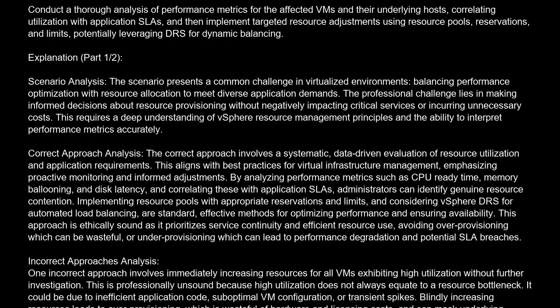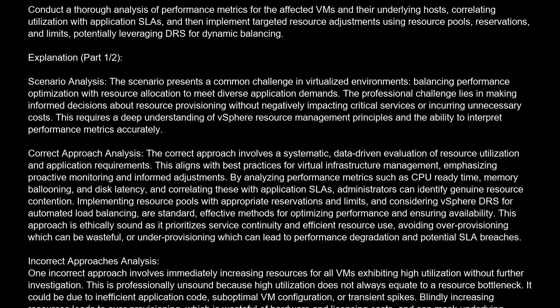Explanation. Scenario analysis. The scenario presents a common challenge in virtualized environments, balancing performance optimization with resource allocation to meet diverse application demands. The professional challenge lies in making informed decisions about resource provisioning without negatively impacting critical services or incurring unnecessary costs. This requires a deep understanding of vSphere resource management principles and the ability to interpret performance metrics accurately. Correct approach analysis. The correct approach involves a systematic, data-driven evaluation of resource utilization and application requirements.